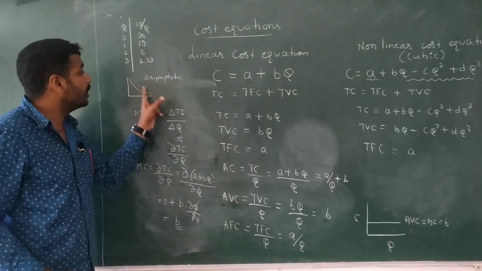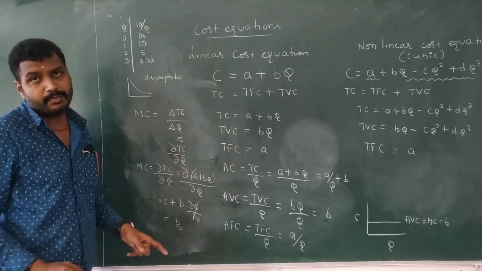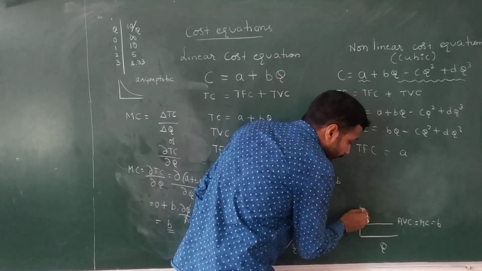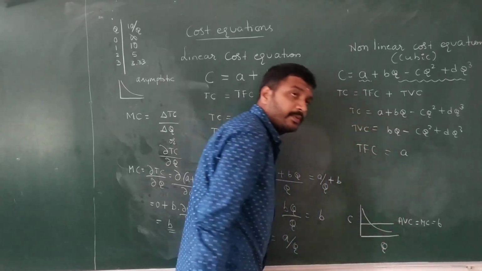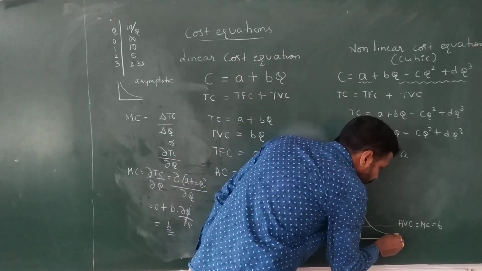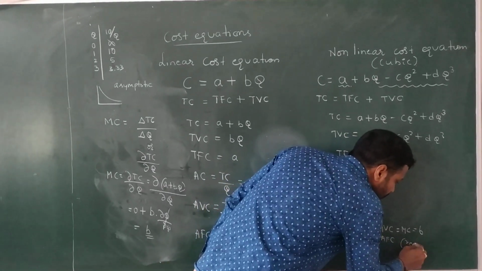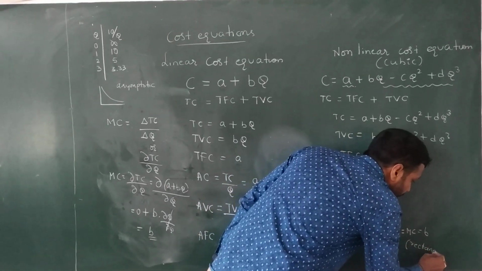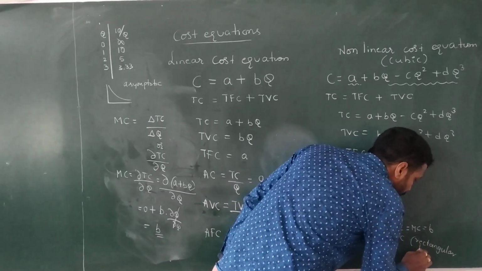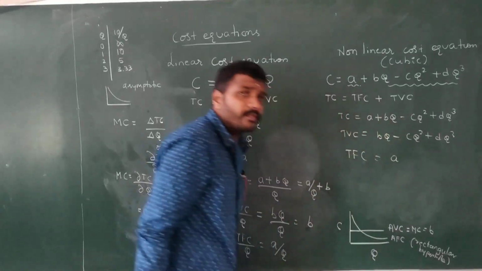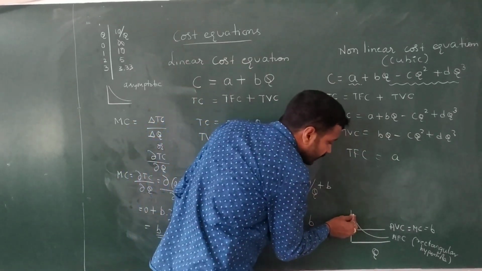So this shape we call it a rectangular hyperbola. That you need to remember. So this used to be the shape of AFC. Remember, the shape of AFC used to be a rectangular hyperbola.